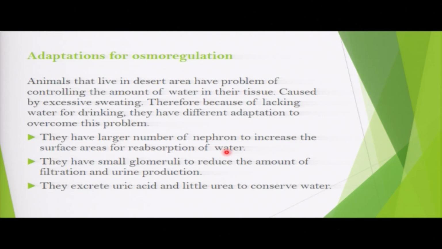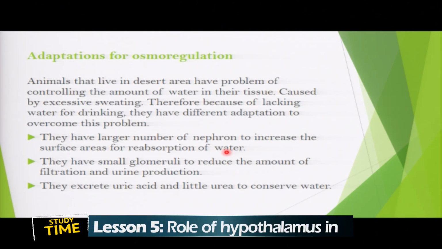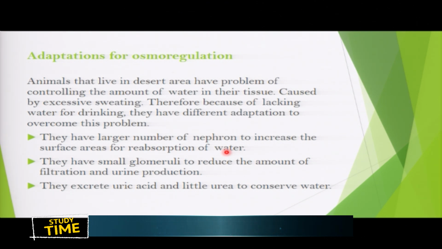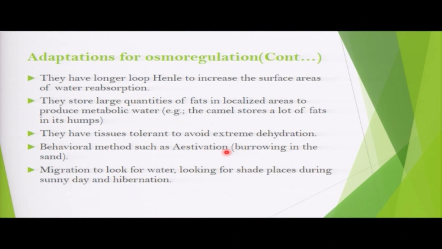As you have seen, we have different animals that can adapt for this osmoregulation. The desert animals have a long loop of Henle to increase the absorption. Also, they have a large number of nephrons. This also can increase the absorption so that they don't lose much water. They excrete urine which is highly concentrated. It is a kind of conserving water in their body. They also have tissue that is tolerant to extreme dehydration.